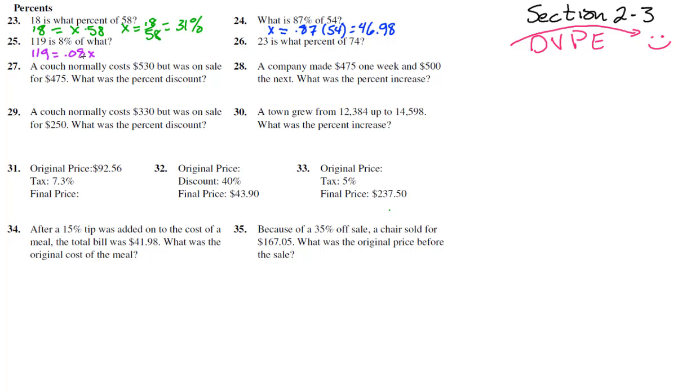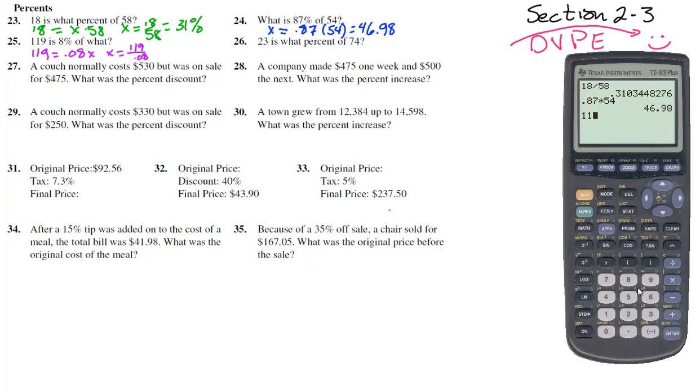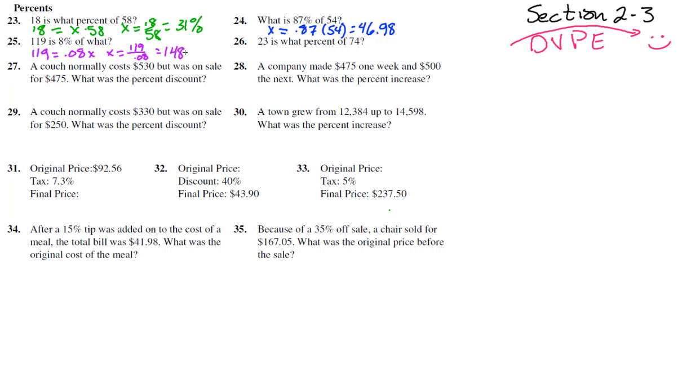Number 25. 119 is 8%, that's 0.08, of what? There's our x right there, so we've got to solve it by dividing both sides by 0.08. 119 divided by 0.08. Now we should get a very large number here because 119 is 8%. Holy cow, we better get a really big number. Divide by 0.08 and we end up with 1487.5. Good.